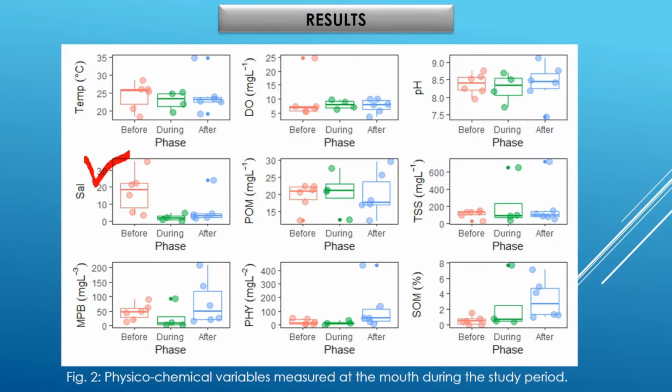Salinity was significantly different during phases, with before being different from during the project. Sediment organic matter was also significantly different, with before being different from after. This was due to the freshwater input from Umfolozi that resulted in a significant reduction of salinity and increased SOM.